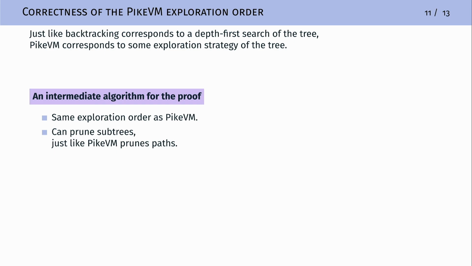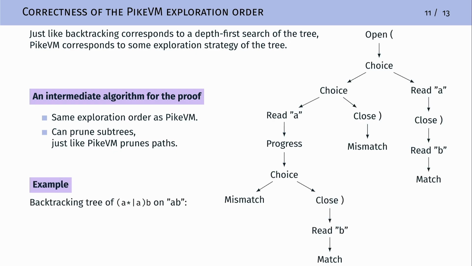We write down an intermediate algorithm that works only on a tree and that does this kind of exploration strategy. So it mixes a depth-first search and a breadth-first search, and it is also allowed to prune subtrees, just like the PikeVM algorithm was pruning some paths of the NFA. Let's look at an example.